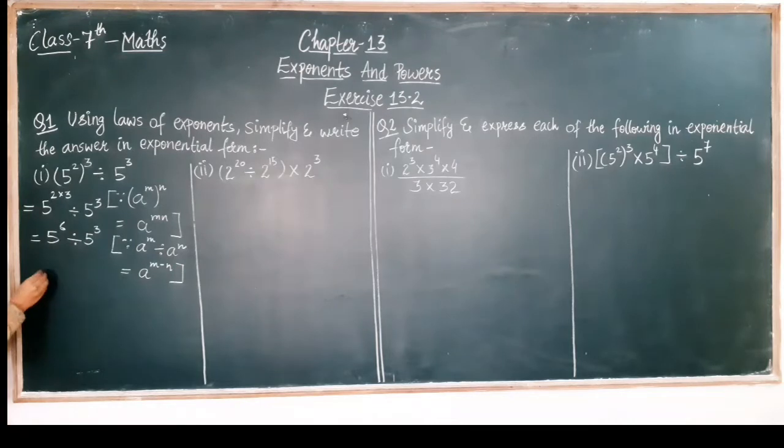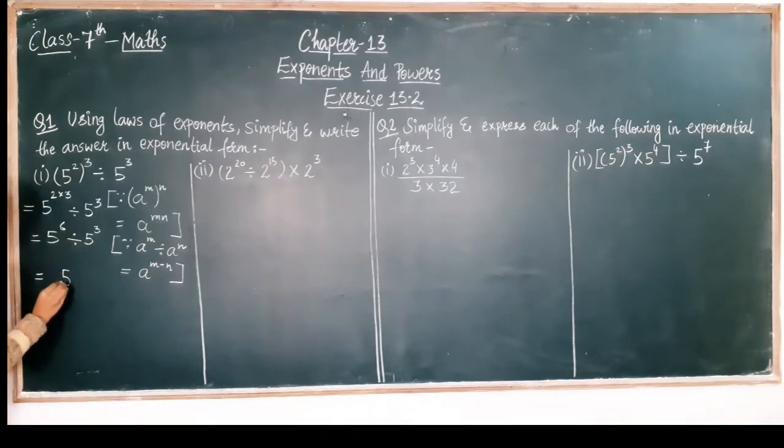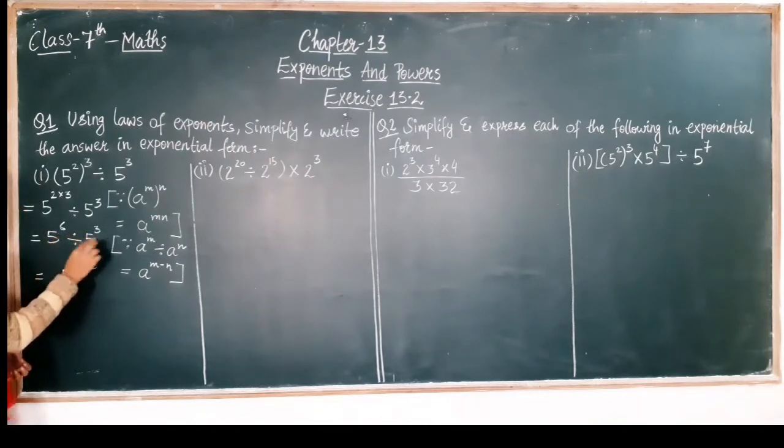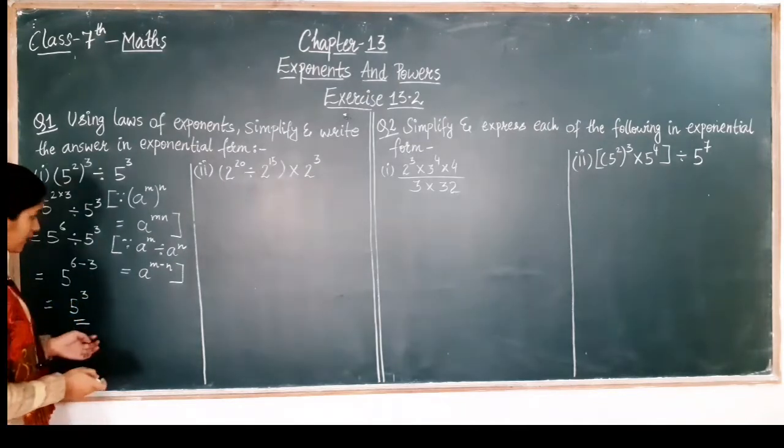Okay. So what we have to do? As the bases are the same, we can write 5 raised to the power 6 minus 3. Powers are different but bases are the same. So 6 minus 3 is 3. So our answer would be 5 raised to the power 3.